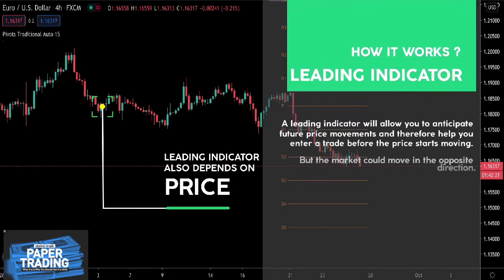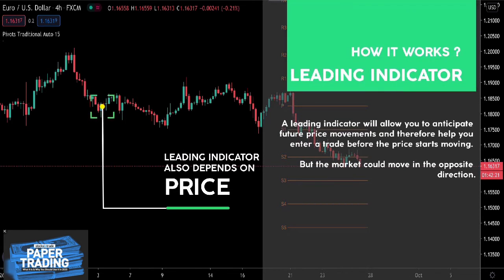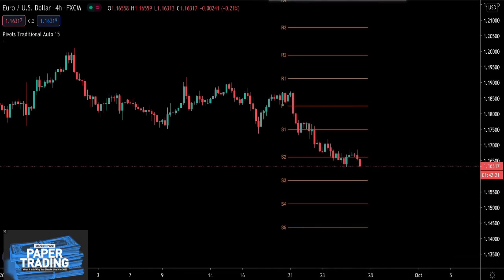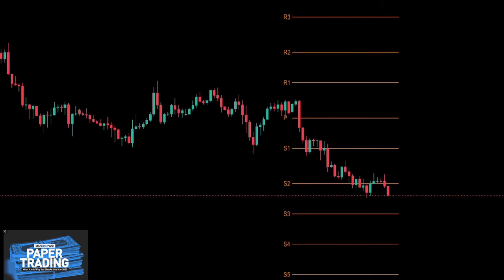A leading indicator will allow you to anticipate future price movements and therefore help you enter a trade before the price starts moving. But because you are anticipating a move before it happens, the market could move in the opposite direction. As a result of this, it is common to witness false signals that end up resulting in losses. Let's take a look at some indicators or tools that I consider to be leading indicators.